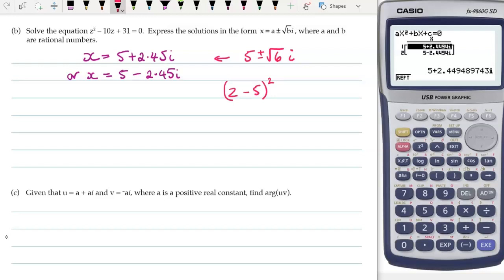So half the 10 and we get 5. That would give us a 25 out of there, so we need to subtract the 25 and a plus 31. So minus 25 plus 31 becomes plus 6. So z minus 5 is equal to plus or minus the square root of negative 6. So z equals 5 plus or minus root 6i.